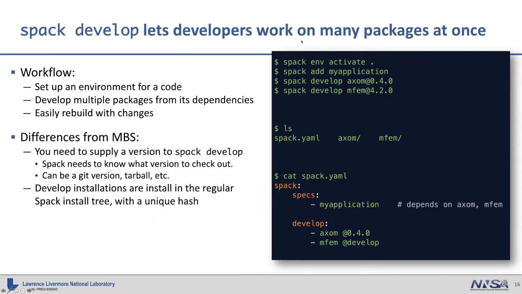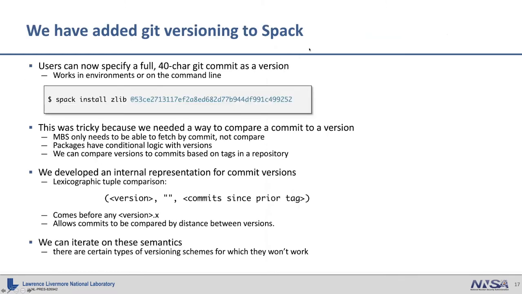We've added features to Spack that let developers work on several packages at once to support these kinds of workflows. You can activate an environment with a particular YAML file, put an application in your environment, and say you want to develop particular components of it. If the application depends on, say, the Axom and MFEM libraries, you can say you want to develop those. You get a source directory that you can tweak and rebuild the whole thing with all of the settings from the lock file, but with your modifications from your local source directory. What we're trying to do right now is get our code teams to use this workflow. We've added some Git versioning to support that.